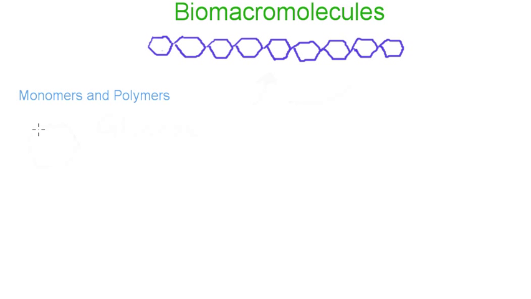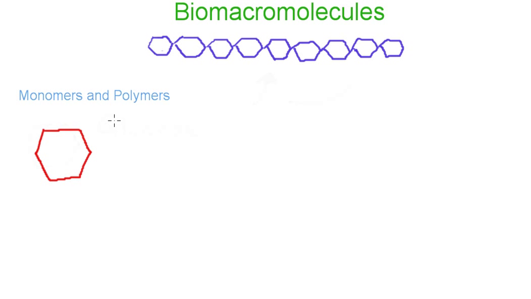Biomacromolecules are really important for learning molecular biology, which is probably one of the first points in your biology course. So we'll start by just defining monomers and polymers. So a monomer is a single unit of something that would make up a polymer.